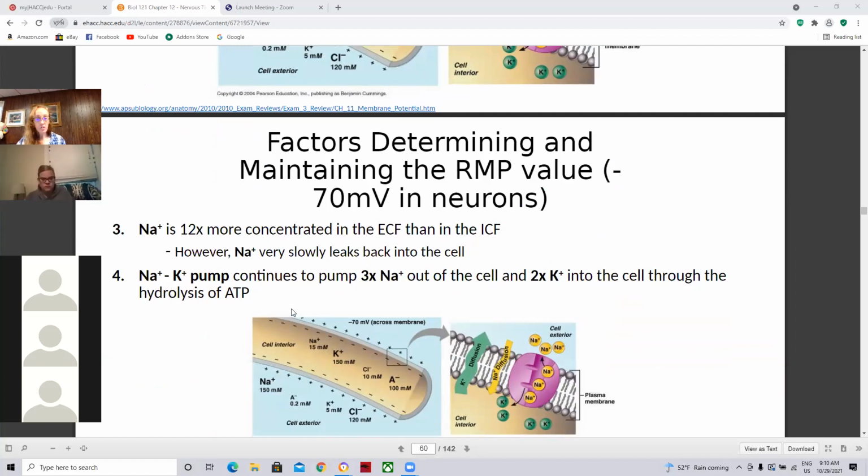Also, another factor that's important in determining the resting membrane potential is that sodium ions are about 12 times more concentrated in the extracellular fluid than in the intracellular fluid. We have some slow leaks of sodium back into the cell, but overall it's about 12 times. Why is it that much more concentrated? Because we have the sodium potassium pump. You remember that it's constantly pumping sodium against its concentration gradient and constantly pumping potassium into the cell against its concentration gradient.